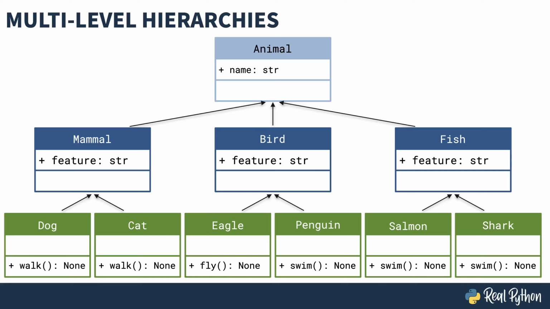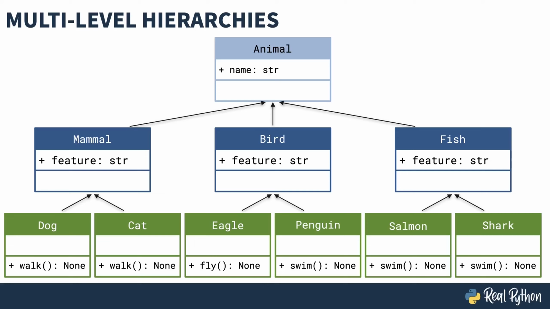The mammal, bird, and fish classes each inherit from animal, gaining its name attribute. And then they further add their own attribute named feature. In this case, each class adds the same attribute, but that isn't necessary. At first glance of this diagram, you might rightfully think that feature could be moved up into the parent, but you see why it isn't when I show you the actual code that goes with this.